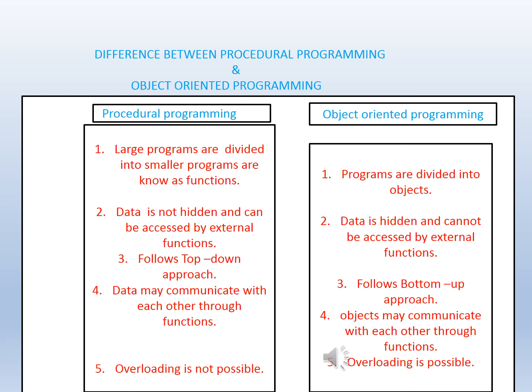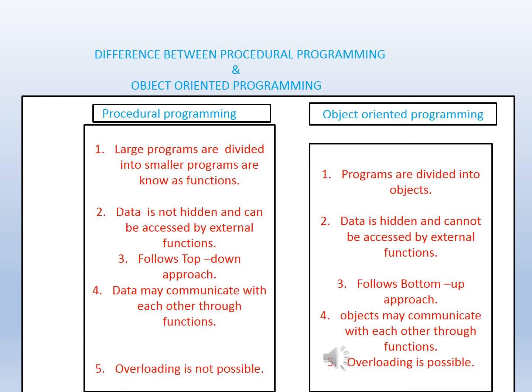Next is the difference between procedural programming and object-oriented programming. In procedural programming, programs are divided into smaller programs known as functions. In object-oriented programming, programs are divided into objects. In procedural programming, data is not hidden. We already discussed that data can be accessed by external functions. In object-oriented programming, data is hidden. That means encapsulation, and it cannot be accessed by external functions.